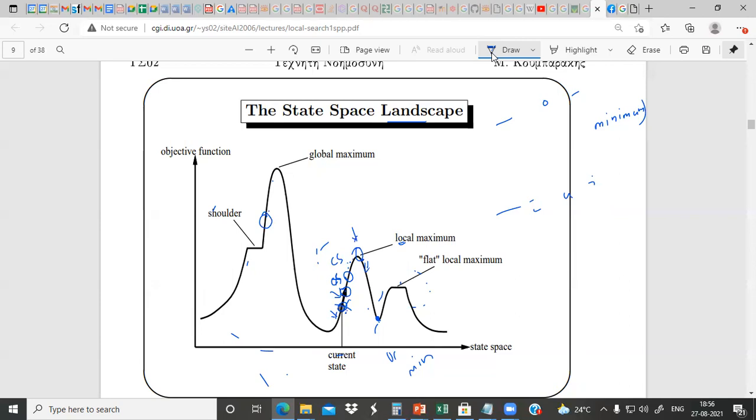So if this is the current state, then what will happen? In the next state, the algorithm will identify this. Is this neighbor better than the current state? Yes, so this will become the current state. Again, it will find the next one, and so on until it reaches this. Now it will identify the global maximum. But the probability of that is very low because there is only one global maximum, so randomly choosing the correct peak is very unlikely. Most probably the algorithm will identify some local maximum.